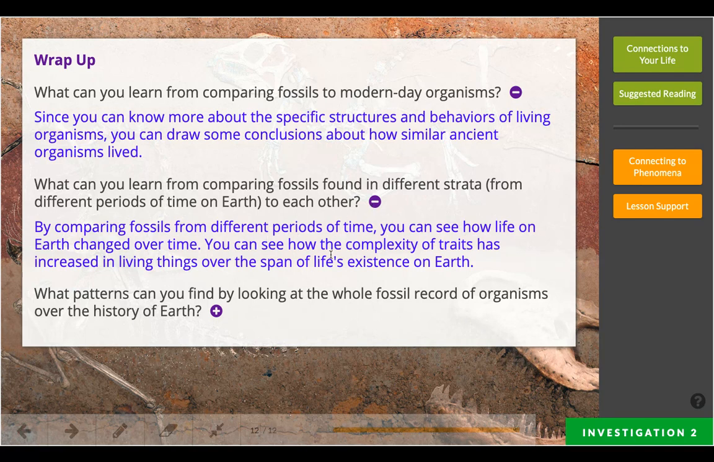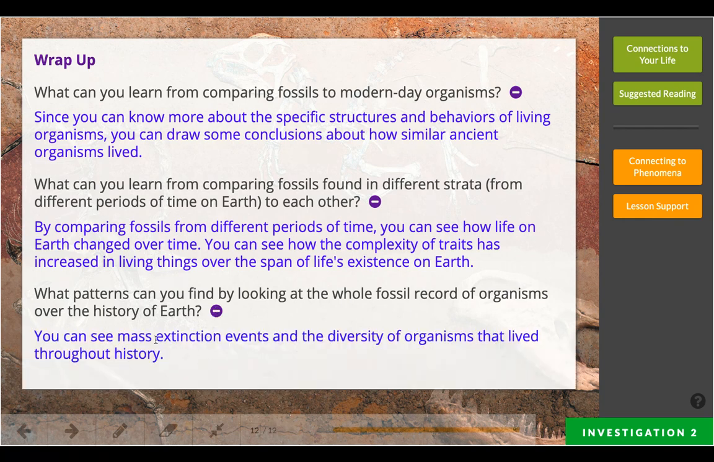We can also see how the complexity of traits has increased in living things over the span of life's existence on Earth. And when we look at the whole fossil record of organisms over history of Earth, we do see some patterns. We see mass extinction events and the diversity of organisms that lived throughout history.